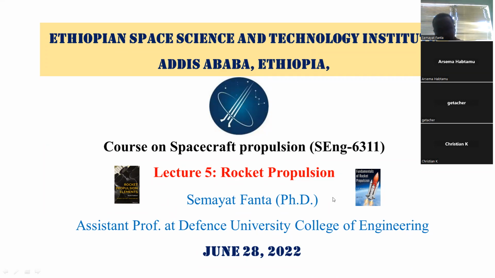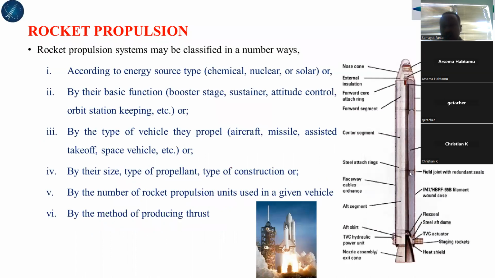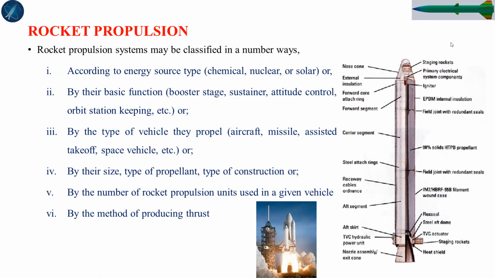So this we already tried to see last time: how we can classify rocket propulsion. It is classified in a number of ways. Some of these are according to energy type, by their constructional feature, by the type of vehicle they propel, by the size, by the type of propellant, by the type of construction, by the number of rocket propulsion units, and by the method of producing thrust. So this is the way we can classify rockets.